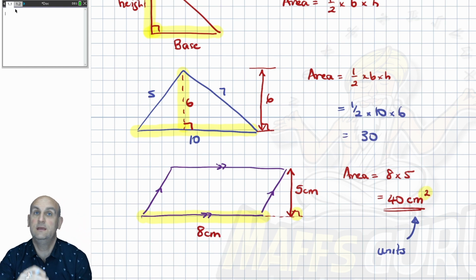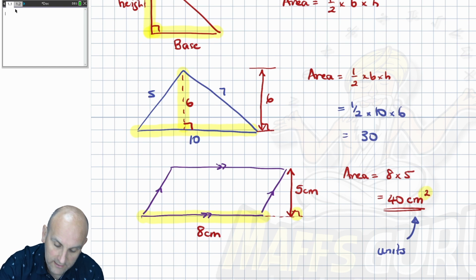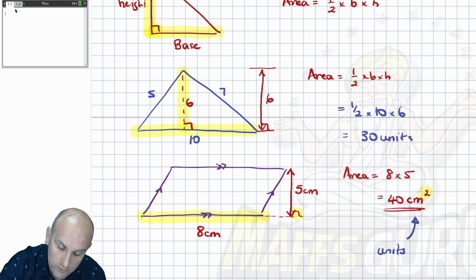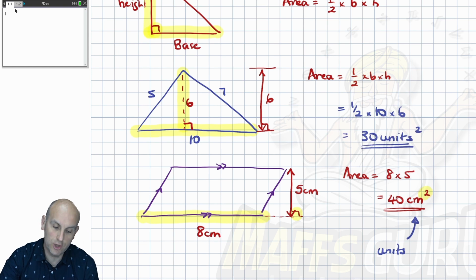Now, did they give me units in this question? Nope. So guess what I do? I put units and then the floaty 2. It is so, so important.